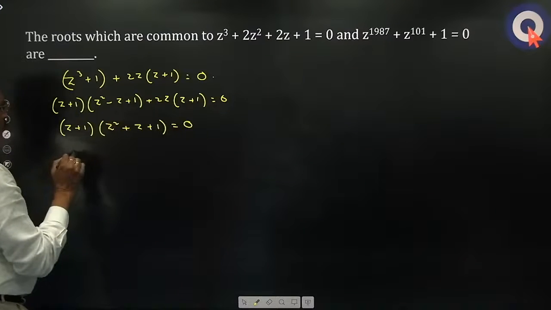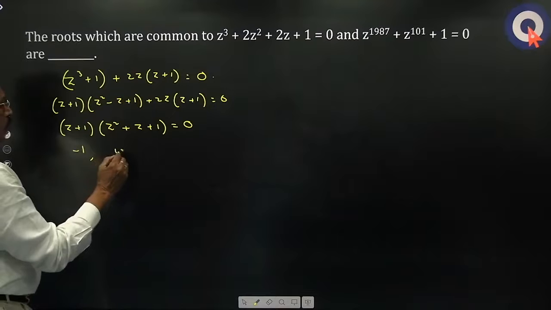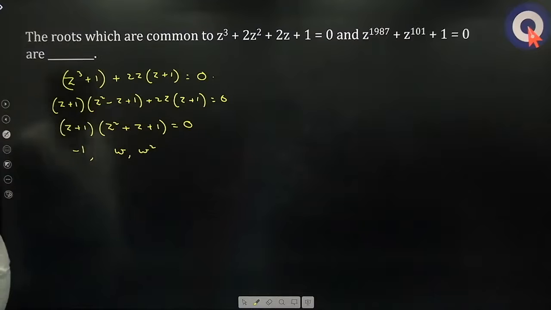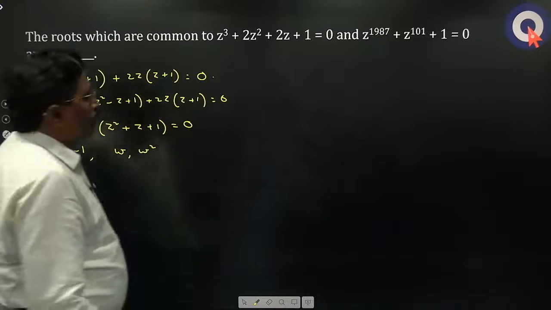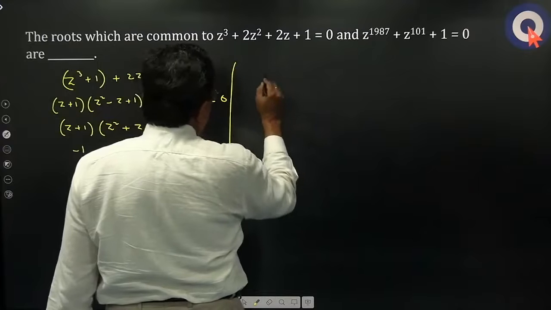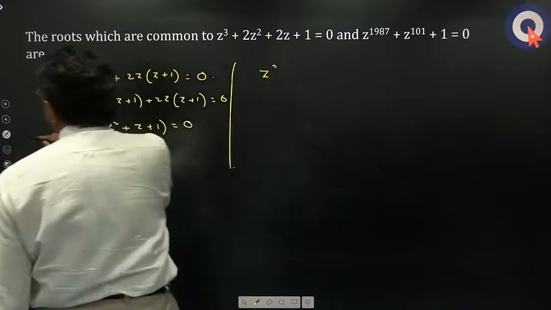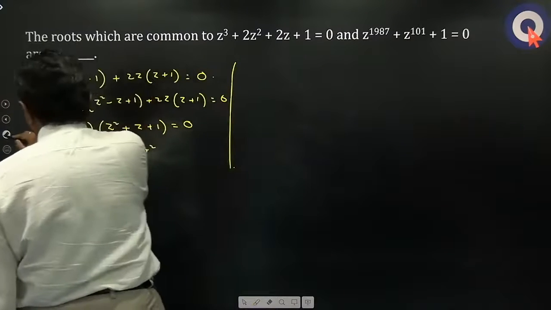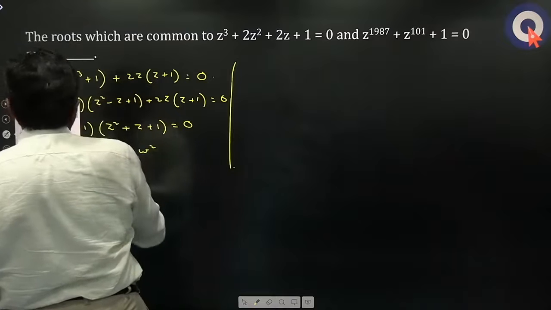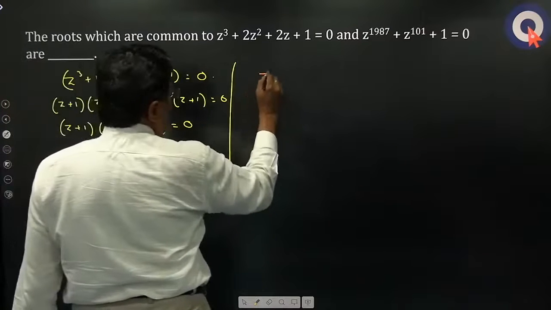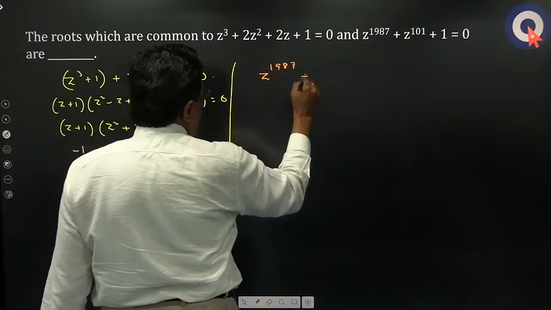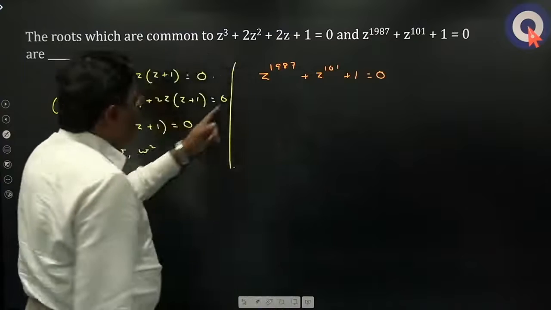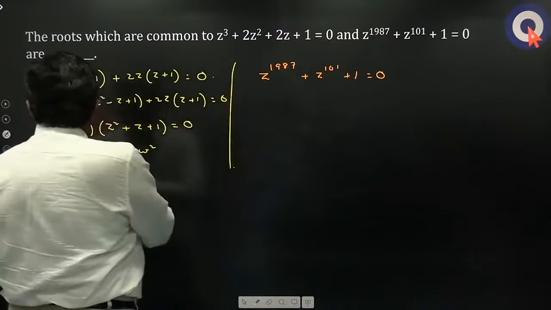So from this, minus 1 is one root, and here we get omega square, where omega is the complex cube root of unity. Now consider this equation, z power 1987 plus z power 101 plus 1 is equal to 0. Obviously, minus 1 is not a root here. So minus 1 is not a common root.